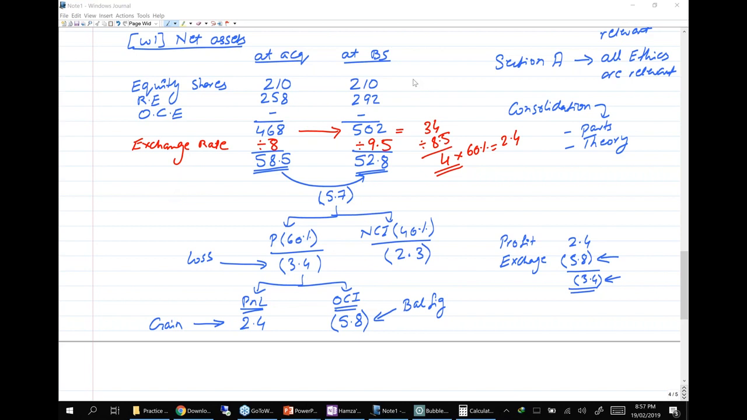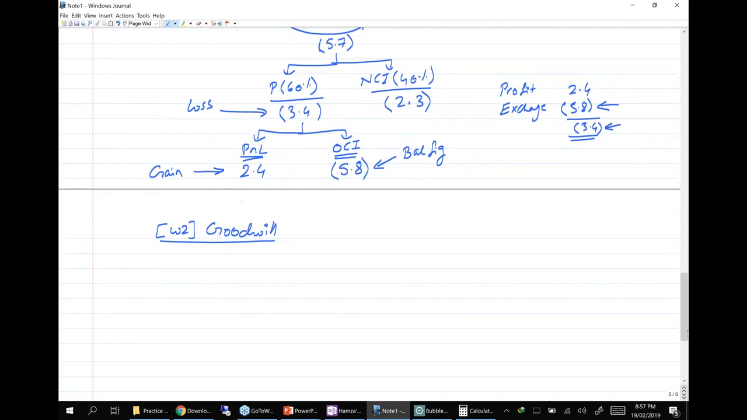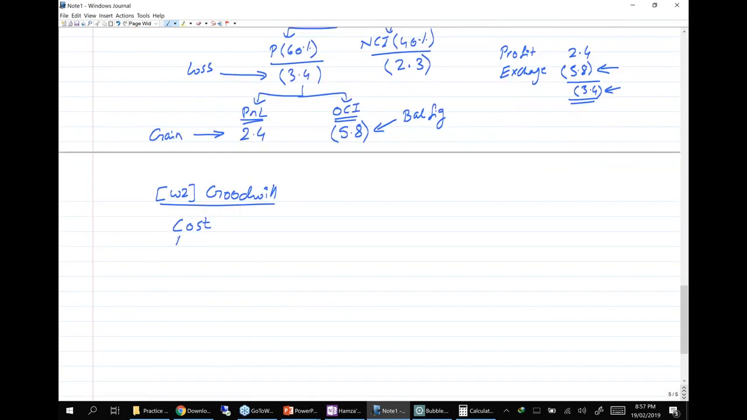Okay, so now we are done with working number one, which was exactly the same as the previous one. And now we are continuing with working number two, which is the goodwill. And this time we are going to have some new areas to discuss. Now again in the goodwill we are going to write the cost. We are going to add the fair value of the NCI and then we are going to deduct the fair value of the net assets to get the goodwill.